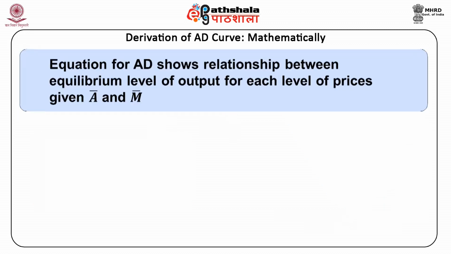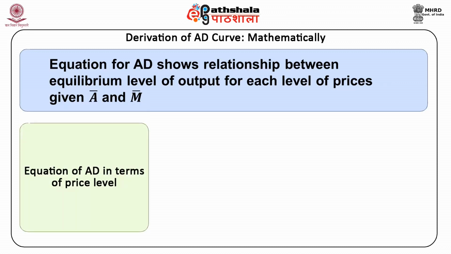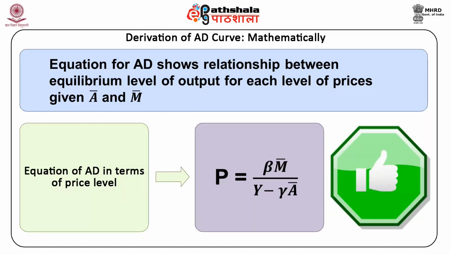Note that the equation for aggregate demand shows the relationship between the equilibrium level of output or spending for each level of prices, given the autonomous spending in the economy A and given the nominal money stock in the economy M. Thus, alternatively, we get the equation of the aggregate demand curve in terms of price level as follows. P = βm/(Y − γA).